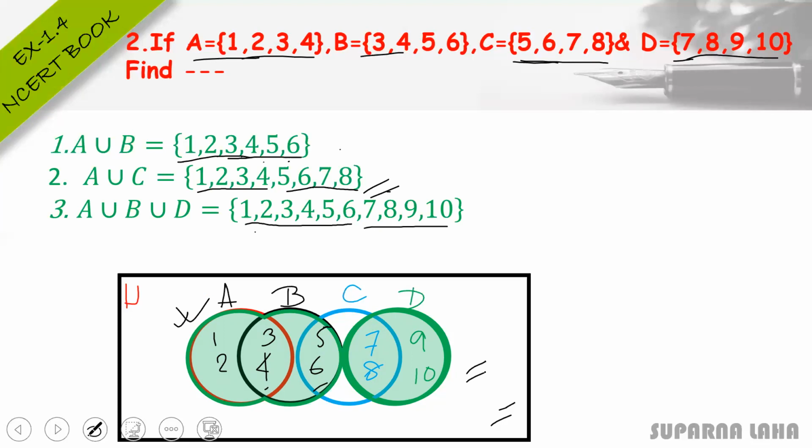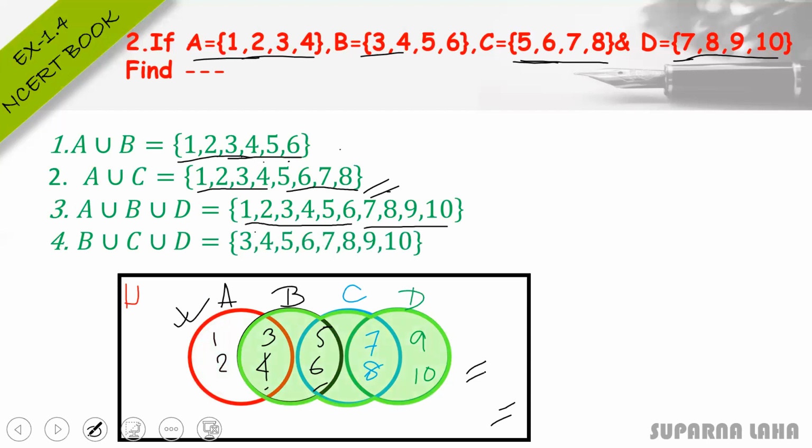So moving to the next one, that is B union C union D. B is 3, 4, 5, 6. C is 5, 6, 7, 8. And D is 7, 8, 9, 10.